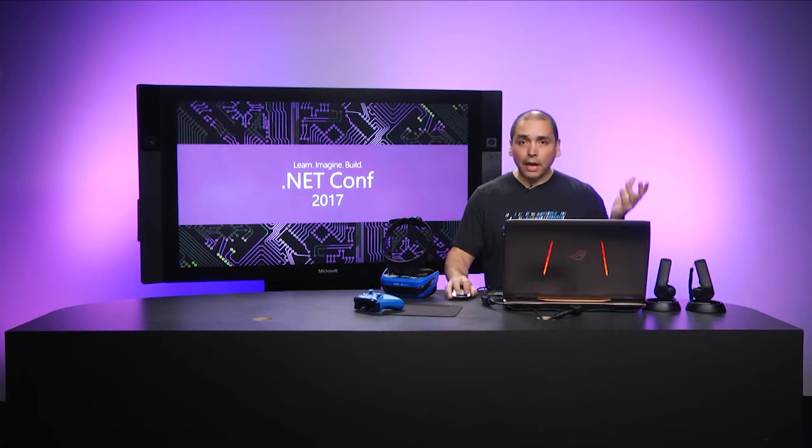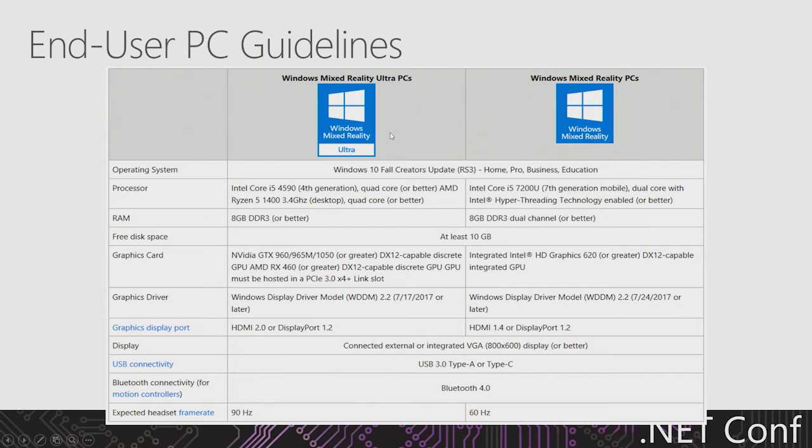In our world, we do have that. If you're a gamer and you want to have the best PC, the fastest PC out there, we call that a Windows Mixed Reality Ultra PC. And these requirements right here are very similar to the ones you're going to see from, again, Vive or Oculus.